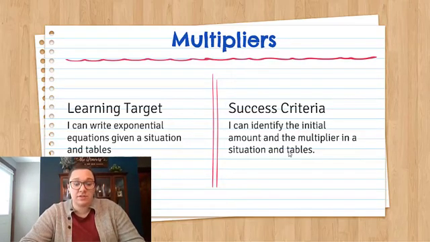Hey guys, Mrs. Traver here. Today we're going to talk about multipliers. Our learning target is to be able to write an exponential equation given different situations and tables. You know you'll be successful when you can identify the initial amount and the multiplier in both those situations.